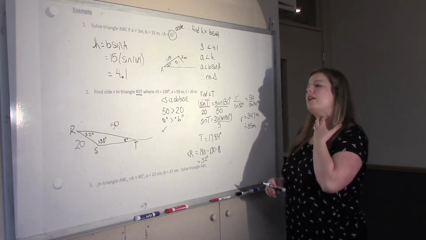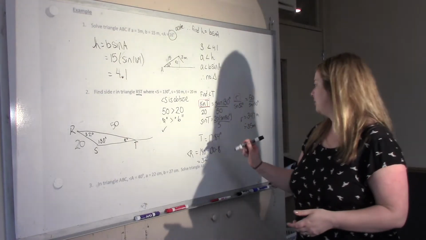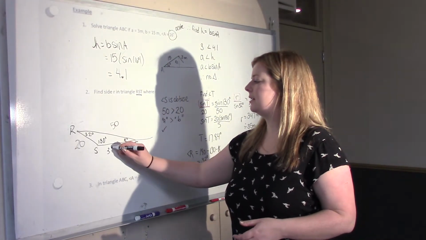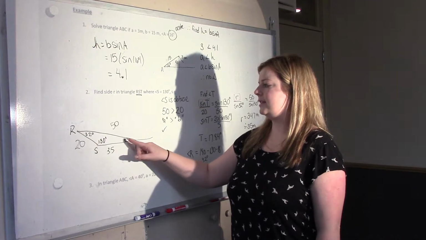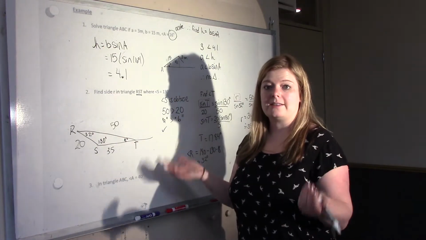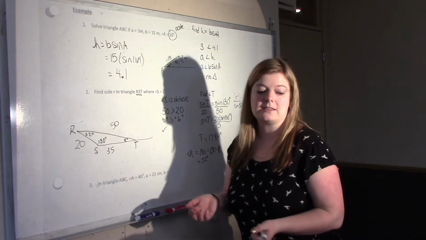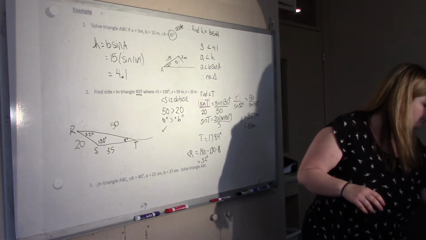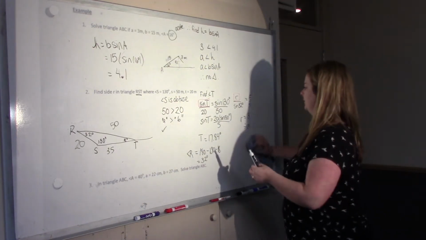So there you go. Now I know all parts of the triangle. I know that this is 35 approximately, this is 18 degrees, and this is 32 degrees. So I solved the triangle. I found the other three pieces of information that I didn't know.